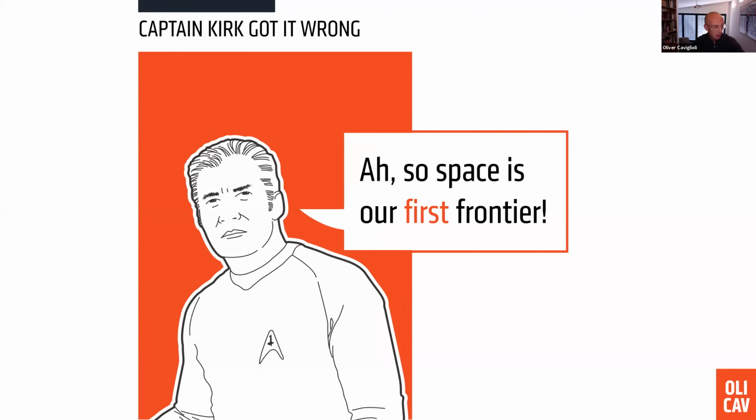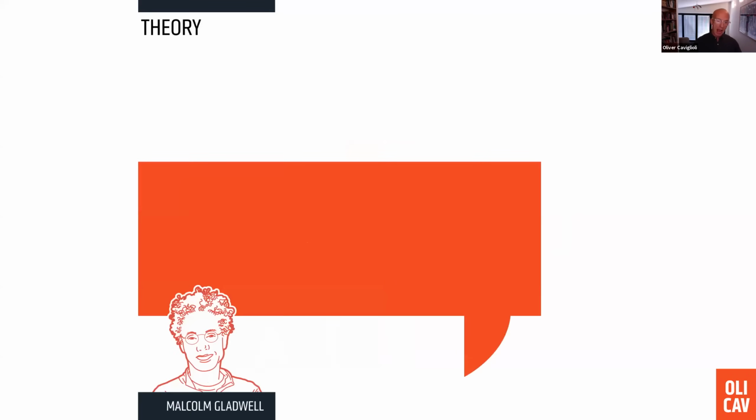And so, I'm sorry, those of you great followers, I'm going to say Captain Kirk got it completely wrong. Space is our first frontier. So we're going to explore this theory now. And I'm going to introduce Malcolm Gladwell, who many of you will know. He said something that I'm going to put a little twist to.